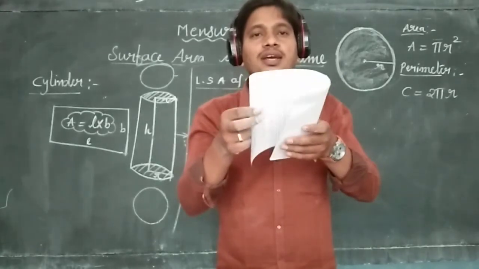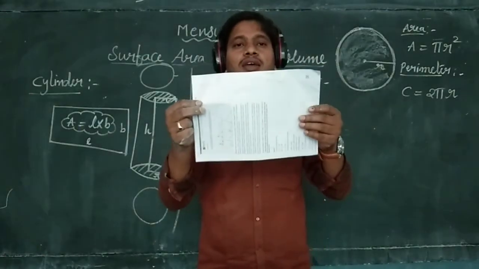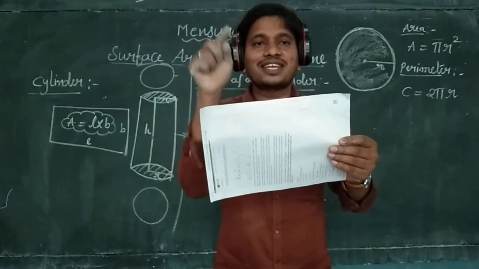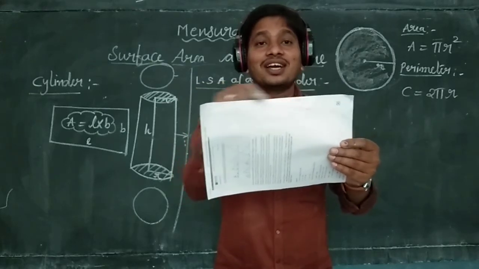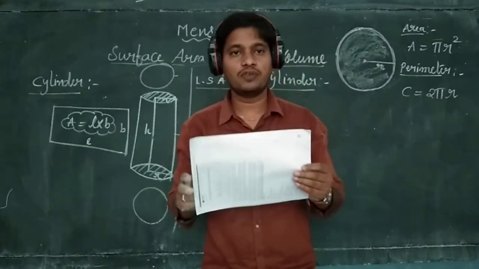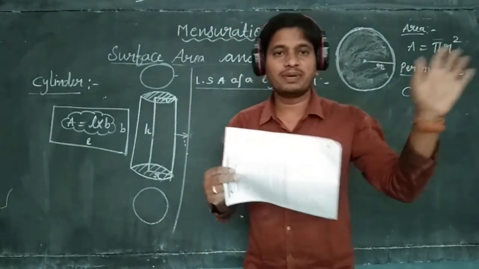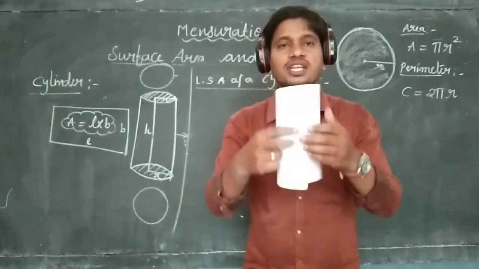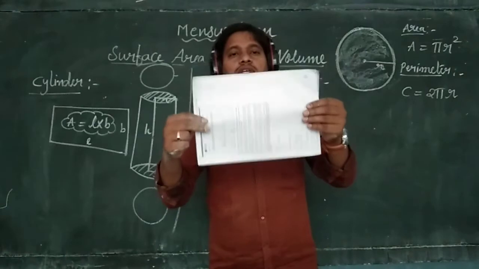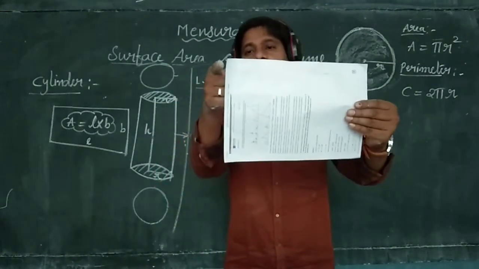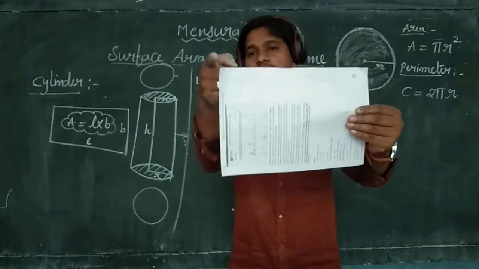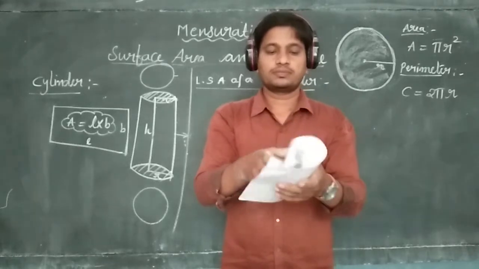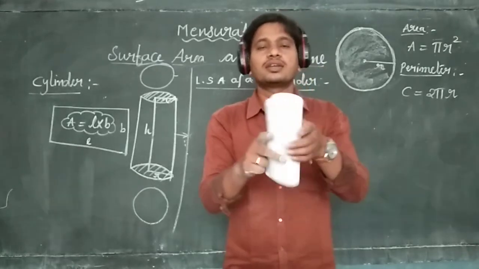Let me open this. What is happening? The circumference of the circle will become the length of the rectangle. If you understand this point, it is clearer. So once again, this is our cylinder. This rectangle has a length and a breadth. We are folding now, then this becomes a cylinder.